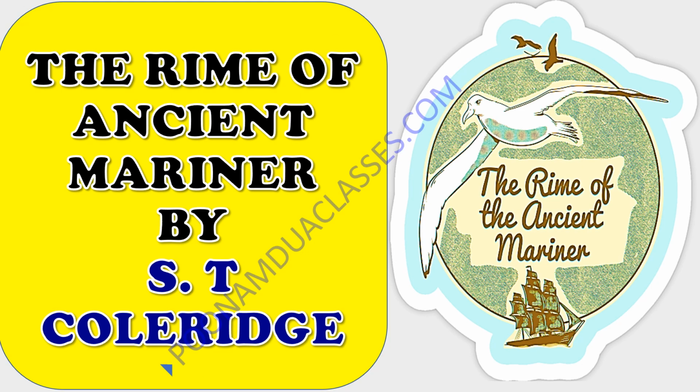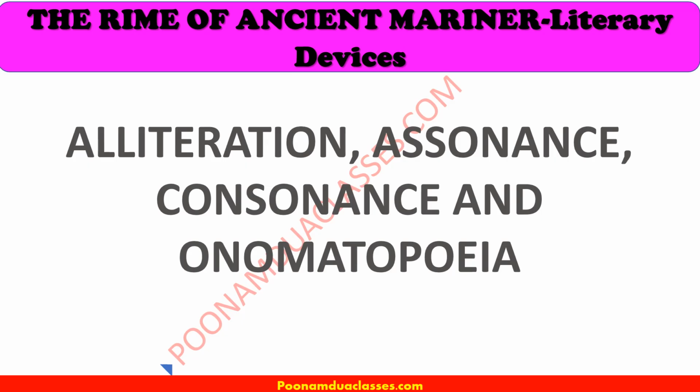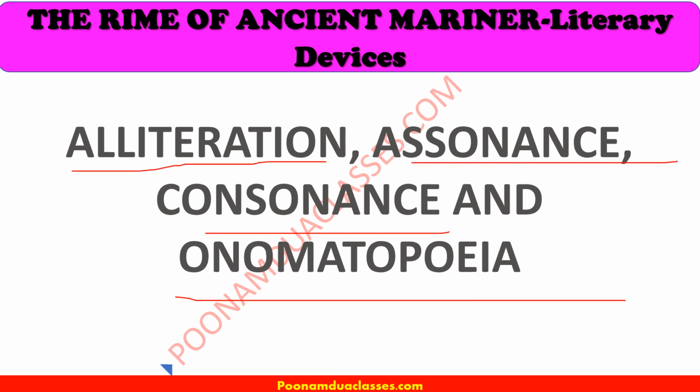तो आज हम कवर करने वाले हैं इस बहुत ही फेमस पोएट्री के कुछ लिटरेरी डिवाइसेस, The Rime of the Ancient Mariner by S.T. Coleridge. Many devices are used in this poetry. We will pick the famous ones: Alliteration, Assonance, Consonance and Onomatopoeia. Coleridge uses various poetic devices in his lyrical ballad, and these include all those which I just mentioned and the rhyming scheme as well. We will try to understand.